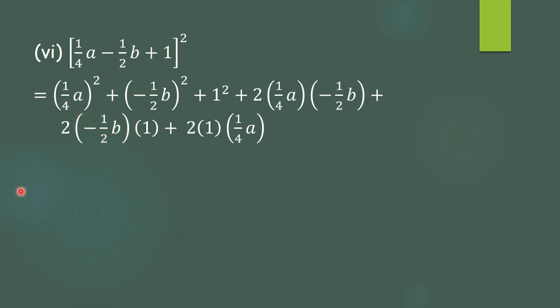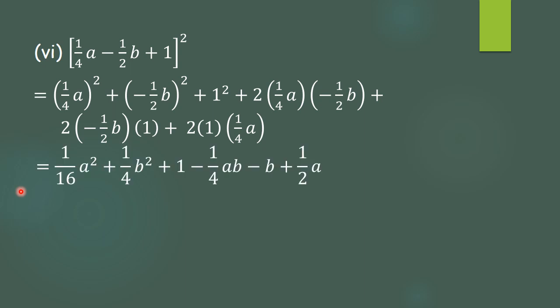Now when we take the squares, it will be 1 by 16 a square plus 1 by 4 b square plus 1. Here when we multiply, this 2 and 2 will get cancelled. So the answer will be here minus 1 by 4ab. Here when we multiply, this 2 will get cancelled. Plus and minus will become a minus. So it will be minus b and plus half a. This we have used for the expansion.